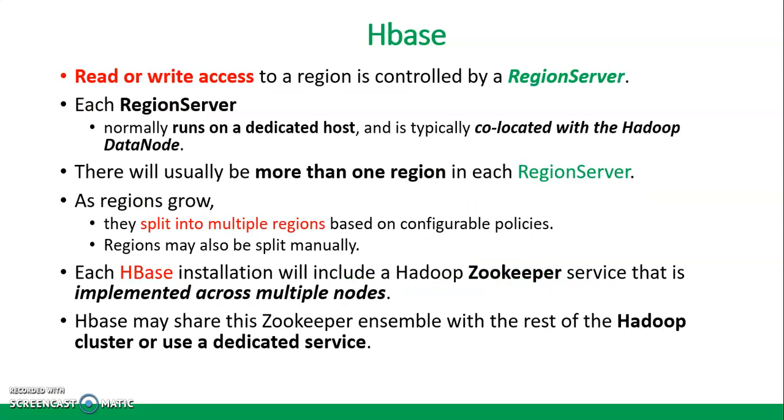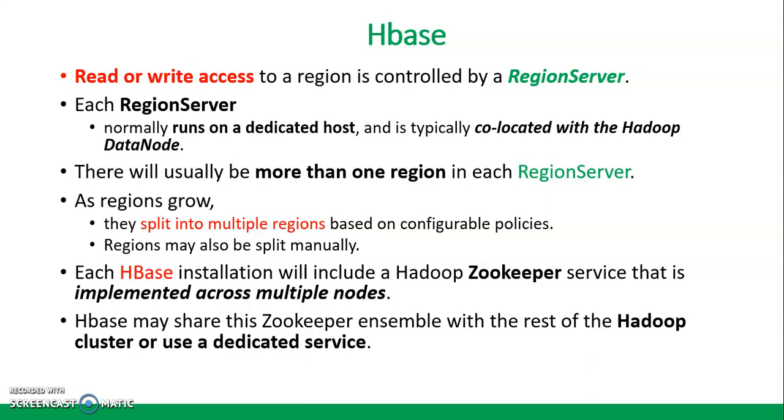Read or write access to a region is controlled by a region server. Each region server normally runs on a dedicated host and is typically co-located with the Hadoop data node. There will usually be more than one region in each region server. As regions grow, they split into multiple regions based on configurable policies. Regions may also be split manually.